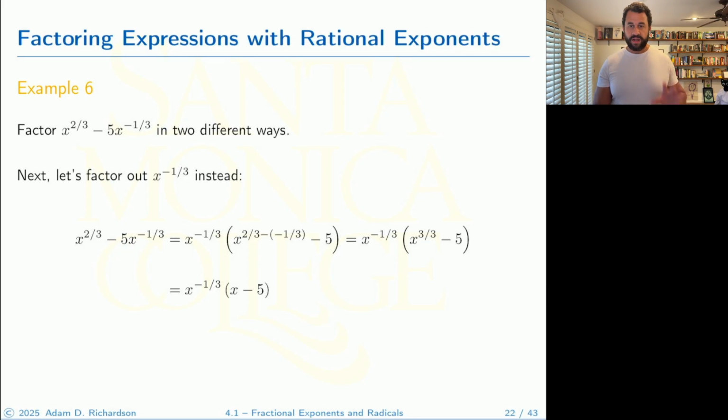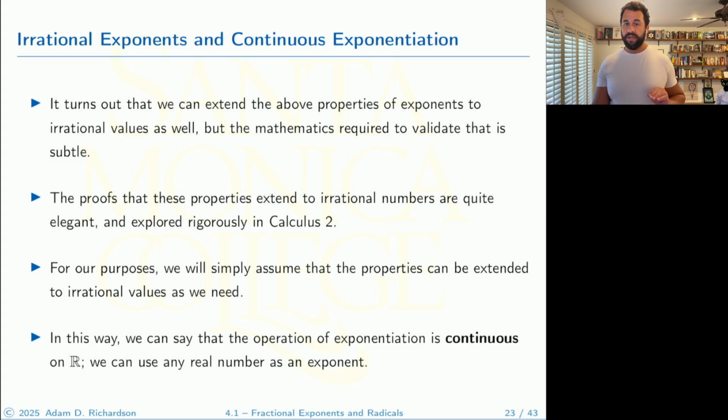Now I want to have a brief discussion about irrational exponents. We've kind of avoided them here, but it turns out that we can extend the properties above to irrational values as well. But the mathematics required to validate that and put it on a sound logical foundation is subtle. You will do that rigorously in calculus 2. You're going to prove that you are allowed to do all this, even when the exponents are irrational numbers. For our purposes, we're just going to assume that we're allowed to, and save those subtle proofs that require calculus for when you get into calculus.